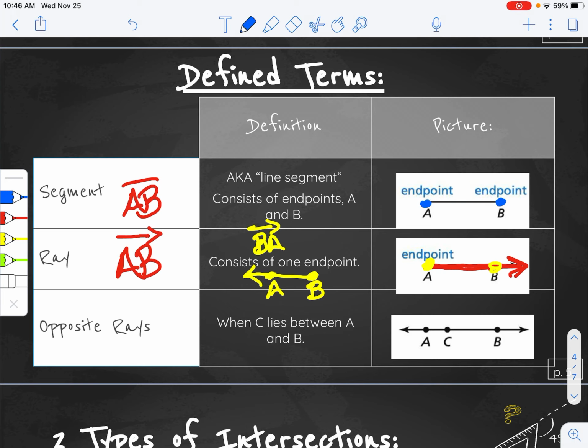And that's different from a line segment, because with a line segment, we could call this AB or we could call this BA, and it would be talking about the same segment, but we cannot do that with a ray.